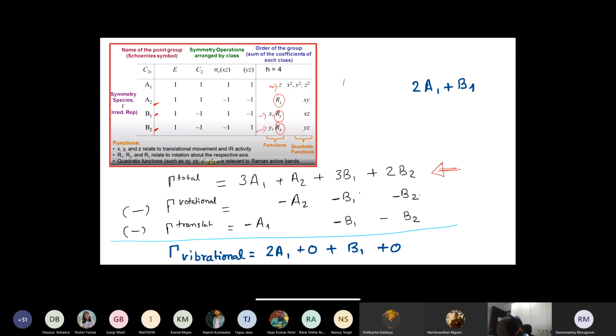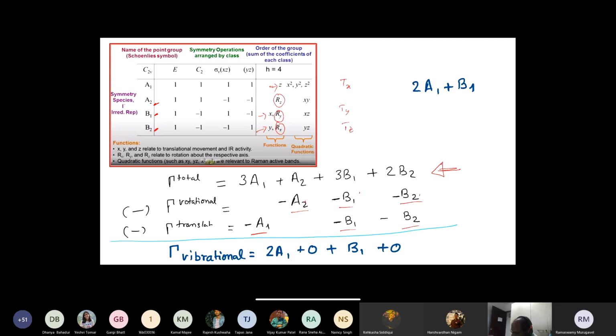translation. In some textbooks, they will be written as Tx, Ty, Tz. The one I picked up is XYZ. Normally, if there is no prefix, it's actually translation. Rotation is always denoted by R. So I subtract minus A2, minus B1, B2 for rotation, minus A1, minus B1, minus B2 for translation.